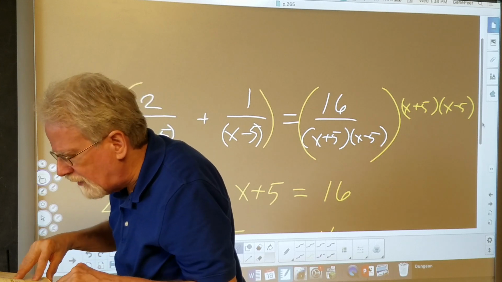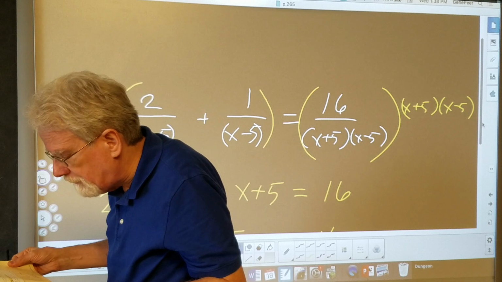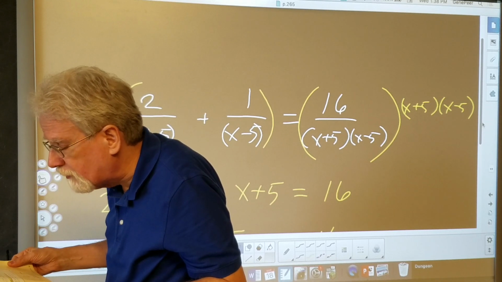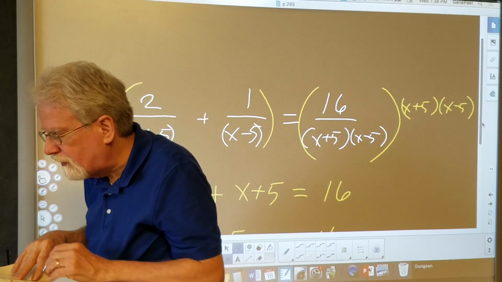That was the last example in the book. Of course, these are in the book. If you want to see more detail, you can look at the book. That was these examples. Last two are on page 268.